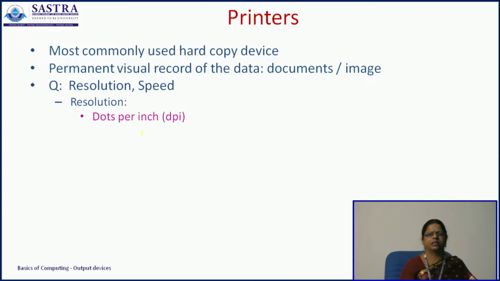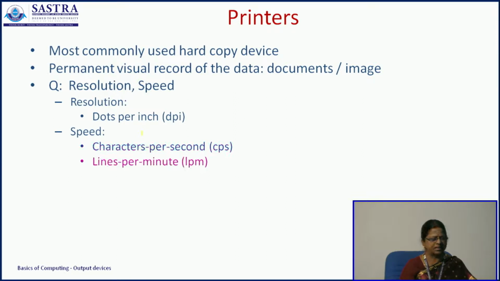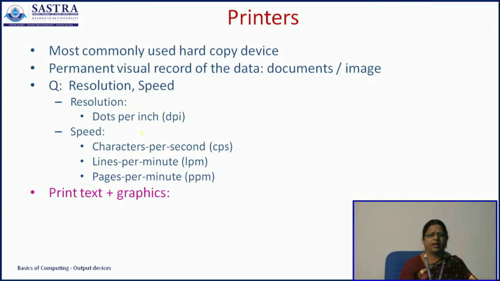Resolution is measured in dots per inch. We call it DPI. The speed is based on characters per second, which we call CPS, or it can be lines per minute, which is LPM, or pages per minute, which is PPM. We can print both text as well as graphics. It can be a black and white or color printer.